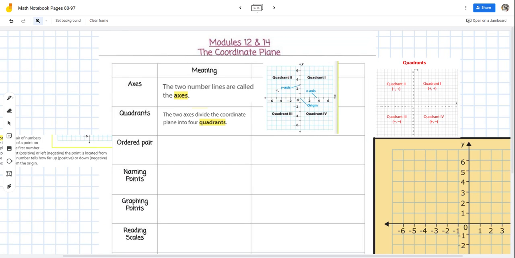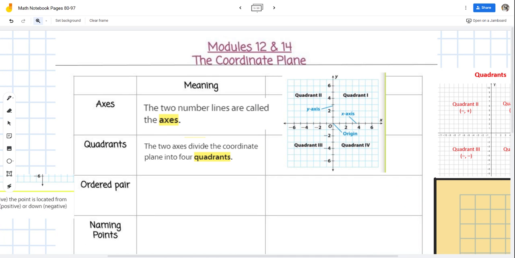So I'm going to zoom in here. You can see I have some things pre-filled. And we're going to start off at the top. We're going to be covering vocabulary for modules 12 and 14 here. This covers the coordinate plane. So we were graphing on a number line last week and the week before. We were graphing inequalities. And when we were graphing those numbers on the number line, that was just the x-axis. Now we're going to include both axes, the x-axis, which is the horizontal axis, and then the vertical axis, the y-axis.